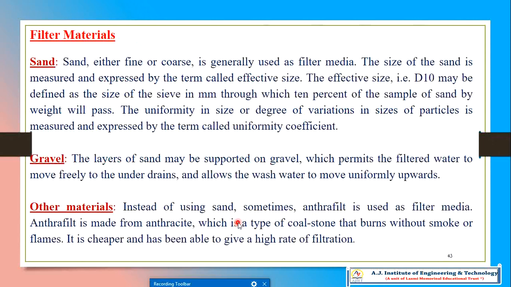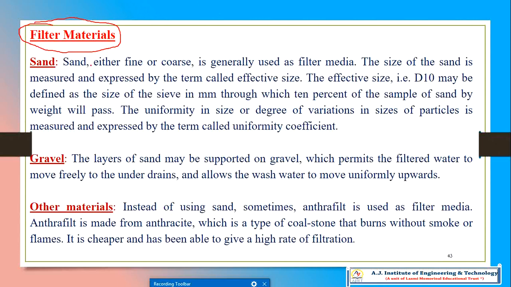Then we'll move to another slide, that is called filter material. Why? How will the filter material be? What filter material are we going to use, what kind of filter material, and what is the size of the material? That will be discussed one by one in this particular slide. So now this is slide number 43.